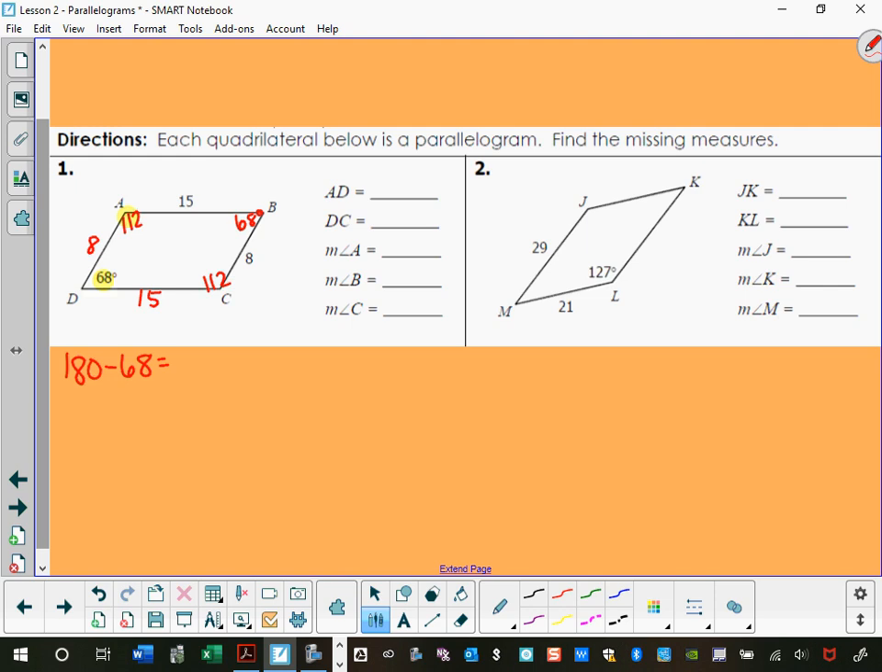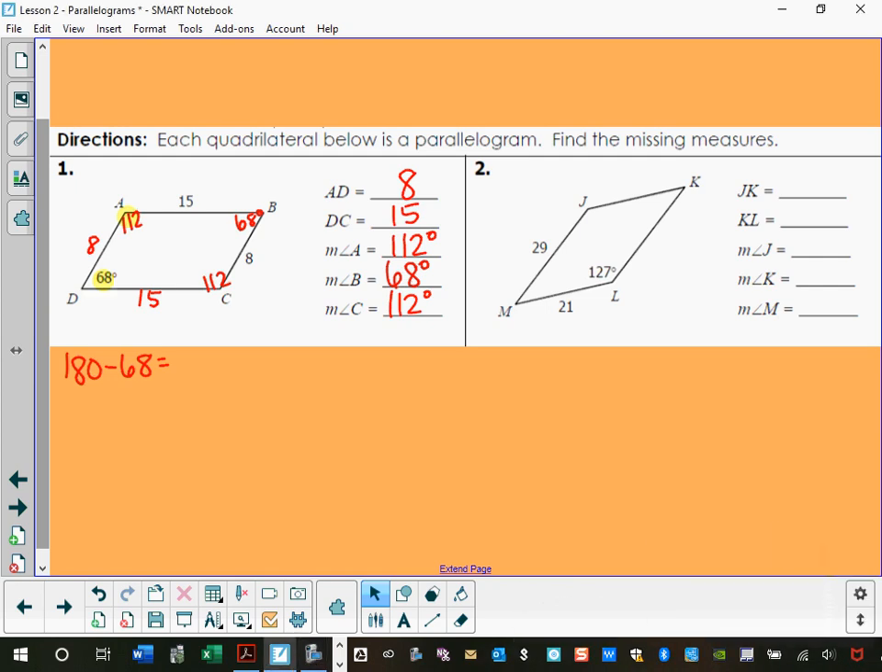AD is equal to 8, DC is equal to 15. The measure of angle A, 112 degrees. Make sure we're notating when it's degrees. The measure of angle B, 68 degrees. And the measure of angle C is 112 degrees. Do you guys get how I just filled out that entire picture? All right, you guys do number 2.